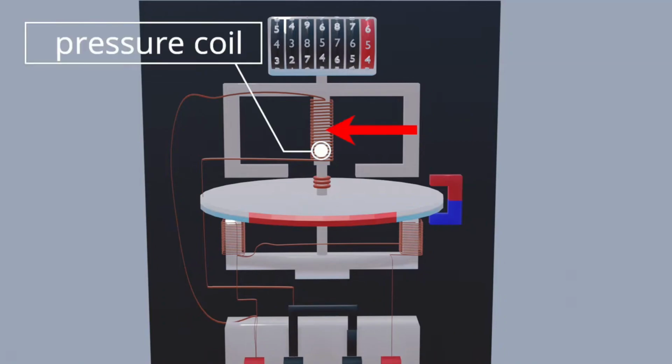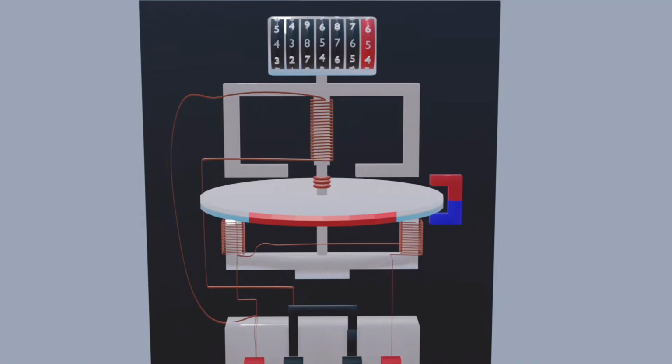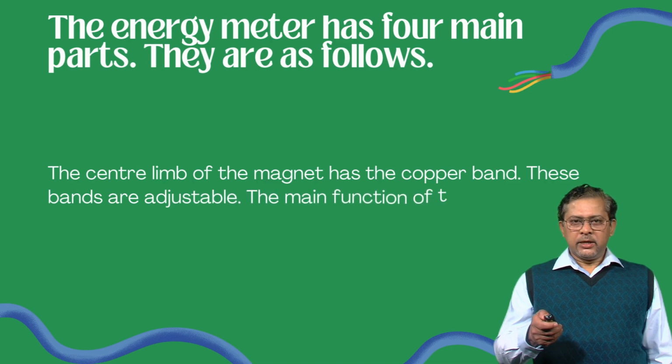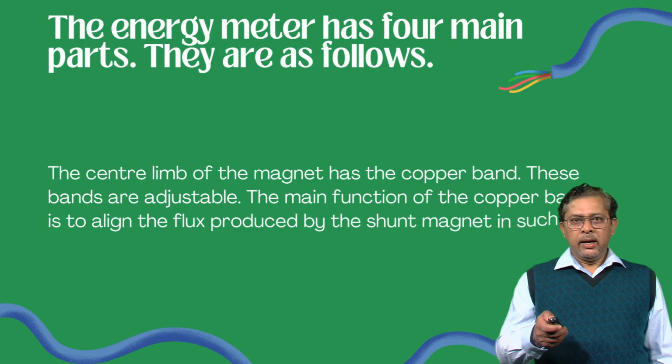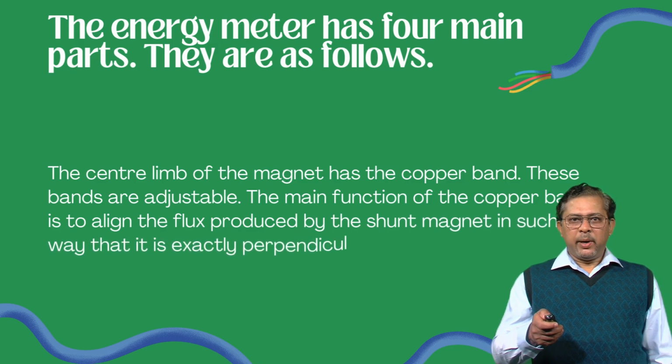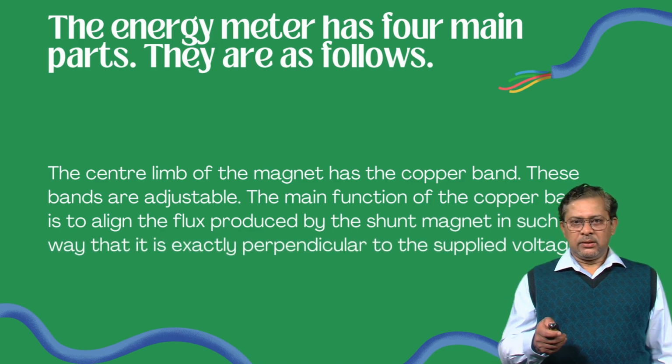The center limb of the magnet has the copper band. These bands are adjustable, and the main function of the copper band is to align the flux produced by the shunt magnet in such a way that it is exactly perpendicular to the supplied voltage.